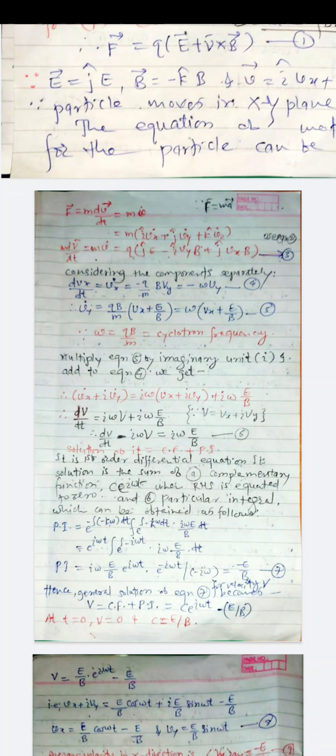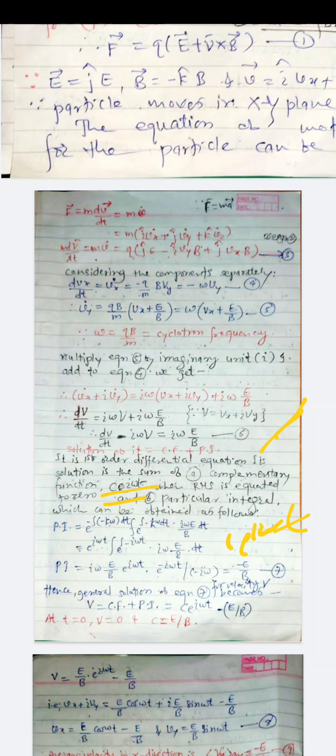When one considers the RHS of equation number 6 equated to 0, one is able to have the complementary function, and it is equal to C e raised to i omega t. Therefore, according to the rule, the complementary function of equation 6, when its RHS is equated to 0, is equal to C e raised to i omega t.